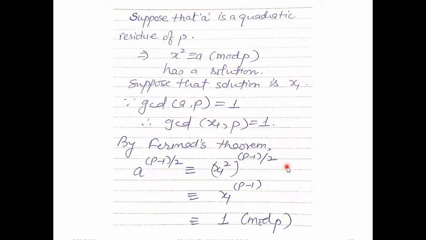x1 squared to the power (p minus 1)/2, and this 2 can be cancelled. So this is congruent to x1 to the power p minus 1. And by Fermat's theorem, x1 to the power p minus 1 is congruent to 1 modulo p. So a to the power (p minus 1)/2 is congruent to 1 modulo p.